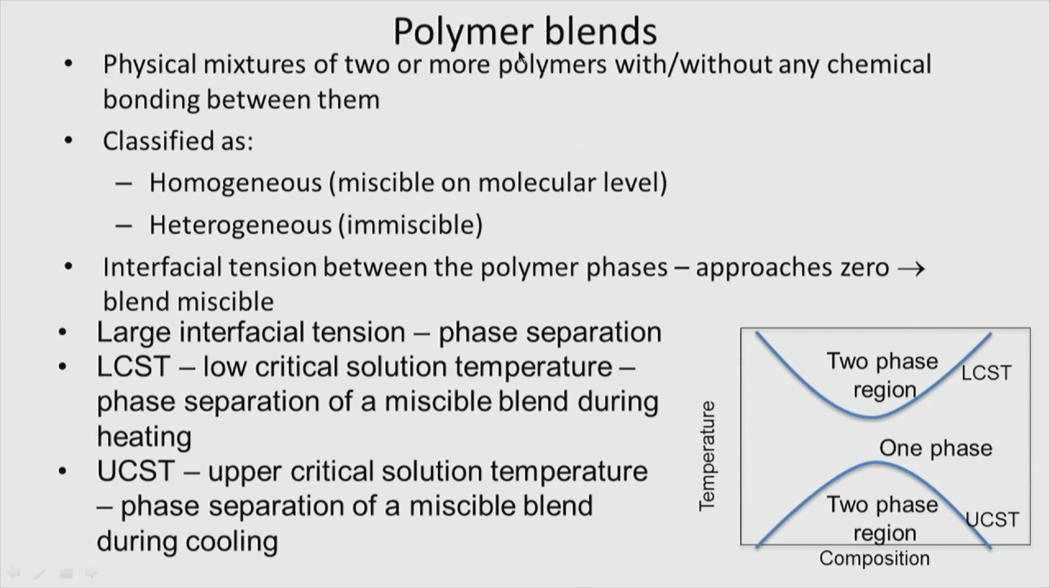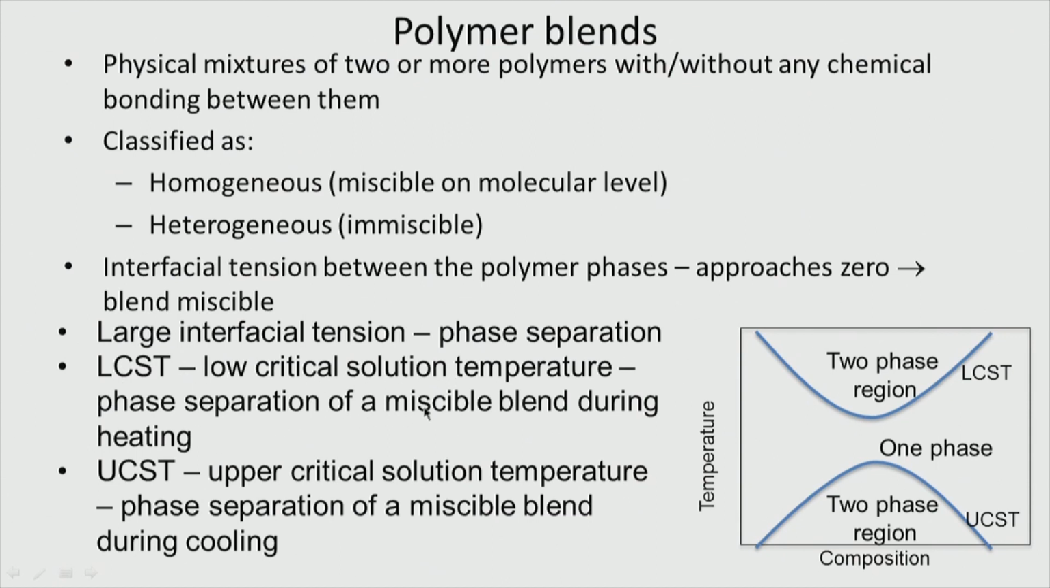We use cross linking agents like glutaraldehyde, whereas if I have just physical mixture I will not have any reaction cross linking. Okay. So, they are called homogeneous or they are called heterogeneous. Heterogeneous will be immiscible, homogeneous will be miscible on molecular level. Okay. So, when we blend it nicely, interfacial tension between the polymer phases approaches 0, large interfacial tension, that means they can have a phase separation, low critical solution temperature.